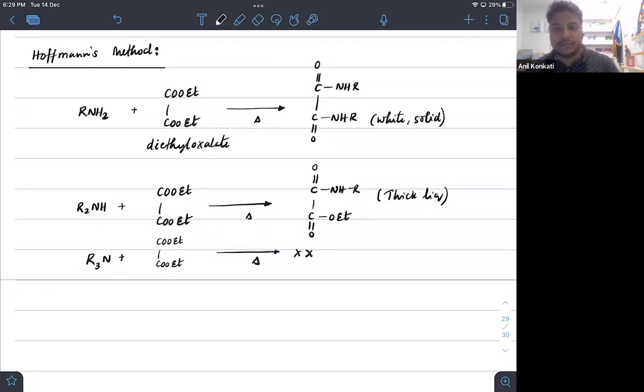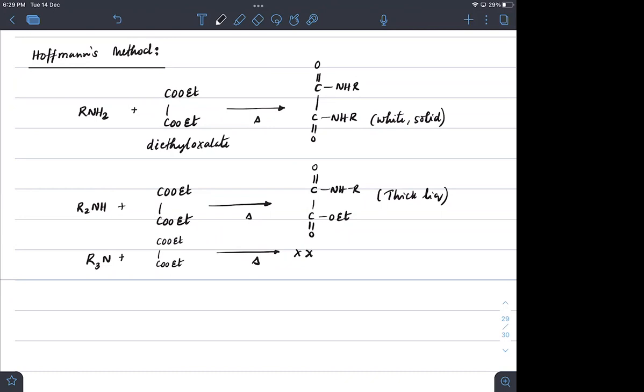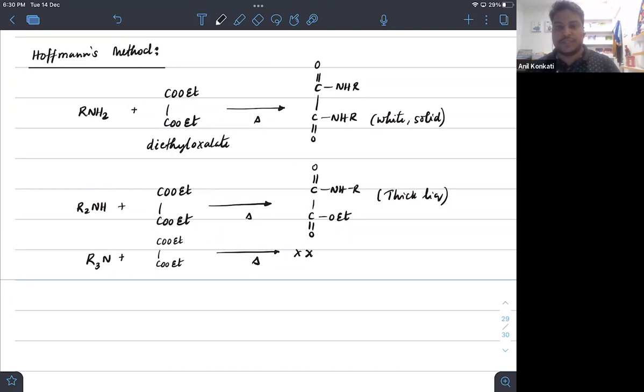Any doubt here? Everybody understood that? Yeah. From the amine's point of view, this is what you need to learn better.